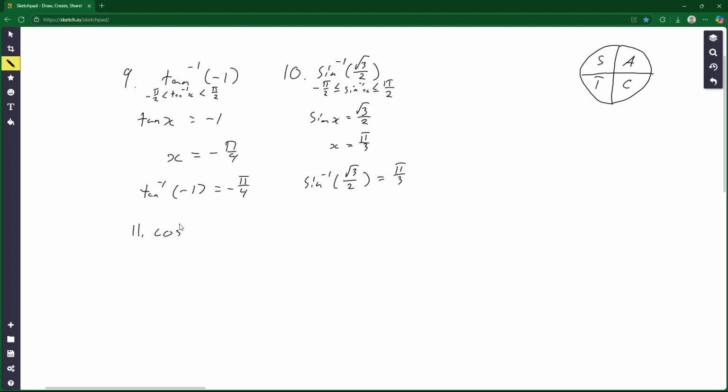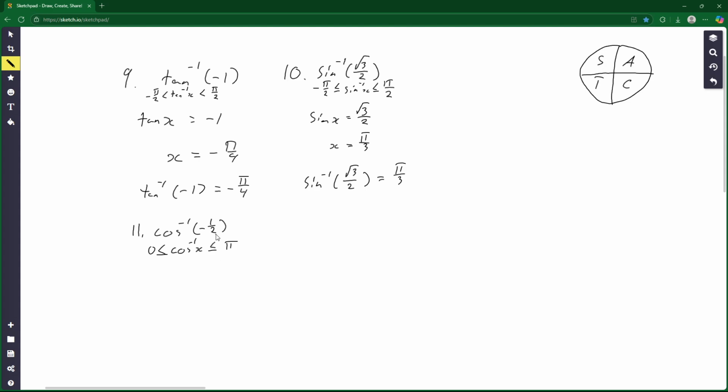11 is inverse cosine of negative 1/2. Our parameters for cosine are going to be greater than or equal to 0, but less than or equal to pi. These are our parameters, that is between all this.